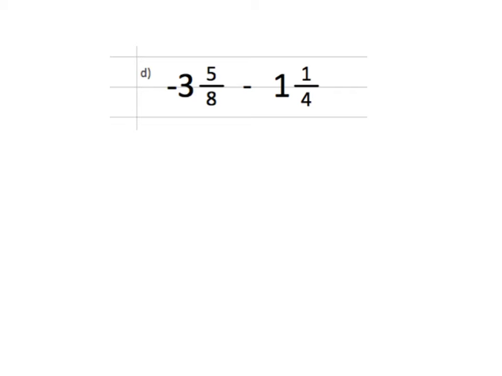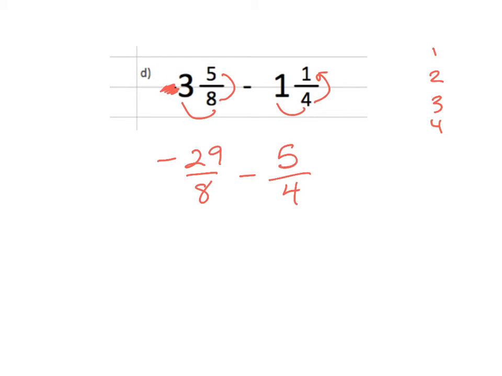Next one has negatives. It doesn't really change anything. We just know how to do them. For right now, I'm going to have you ignore the negative. We're going to move it down here right away. We're going to put this over 8. We're going to put this over 4. So 3 times 8 is 24. Plus 5 gives me 29. 1 times 4 is 4. Plus 1 is 5. We're done with step 1.